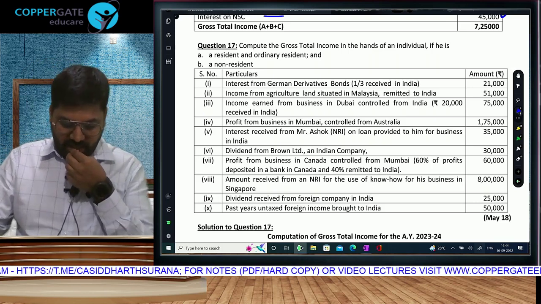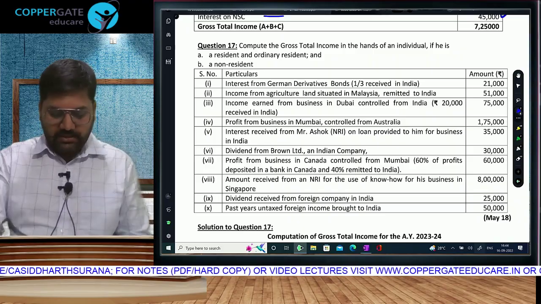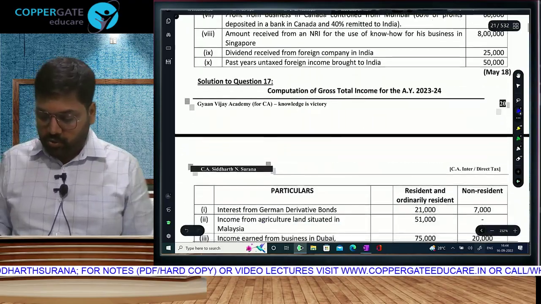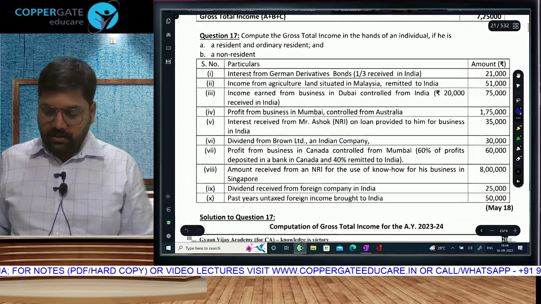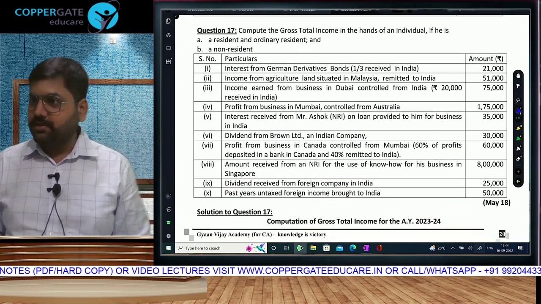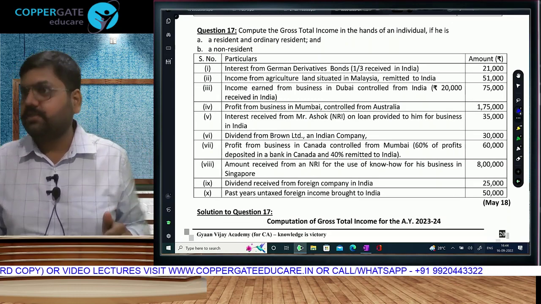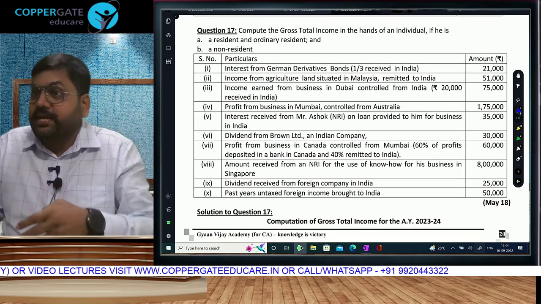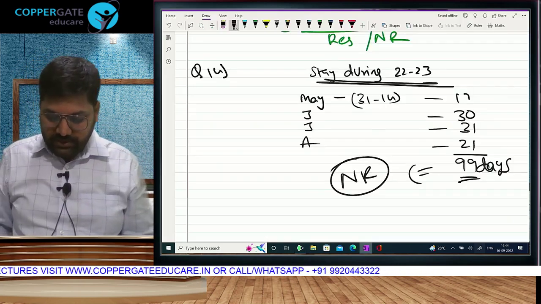One by one. Interest from German derivative bonds, 1/3 received in India. This is a solved question, but I don't want you to just read the solution because that defeats the purpose. It is human tendency that some want to read the answer first. No, then you're defeating the purpose. For extra practice, we have an additional question. These questions you focus on in class.